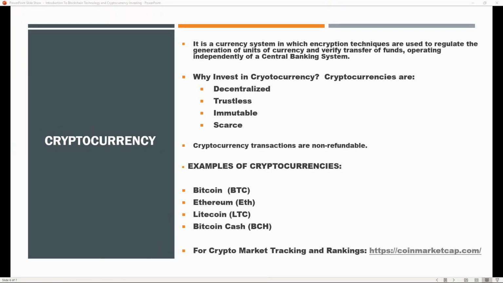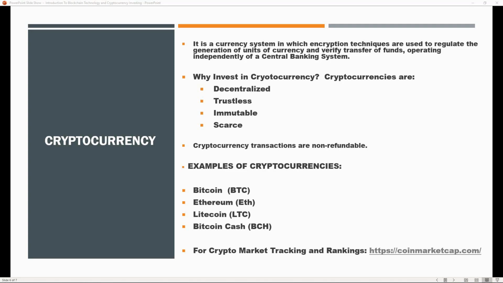Now the question remains, why invest in cryptocurrency? One, cryptocurrency is decentralized. When we talk about decentralization, it means there is no central authority or central unit in charge of crypto. Number two is trustless. It means you do not have to trust any human. You only trust the blockchain protocol, the program and the protocol built in the blockchain that controls the manipulation and modification of transactions within the block.